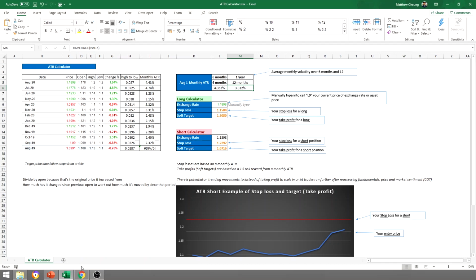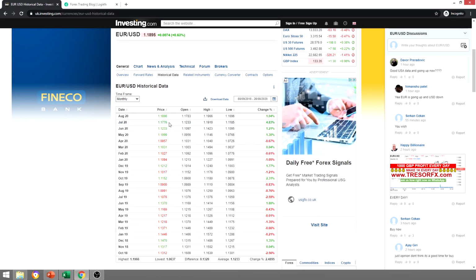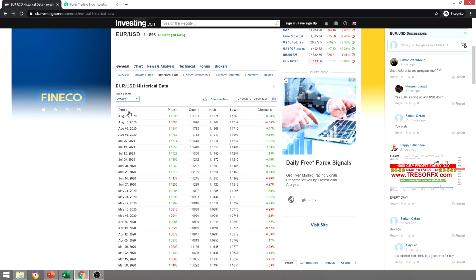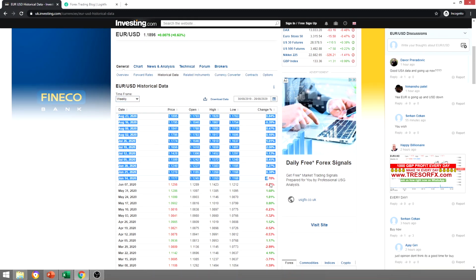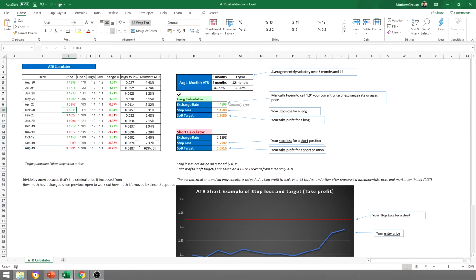For example, if you're not like me and you don't trade the weekly time frame, you might trade, let's say, daily. Okay, so if you trade the daily time frame, go ahead and copy and paste the last 12 weeks, paste that into here, exact same thing, and you'll get a smaller stop loss and target. And I'll explain to you exactly why in a second.